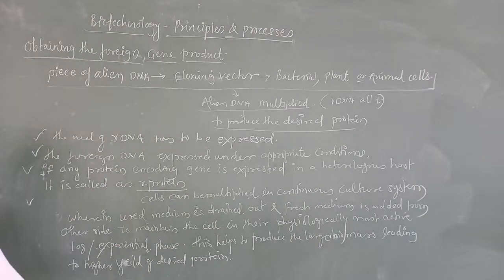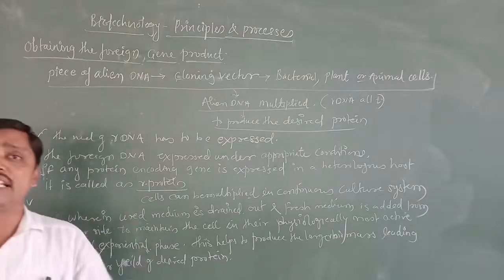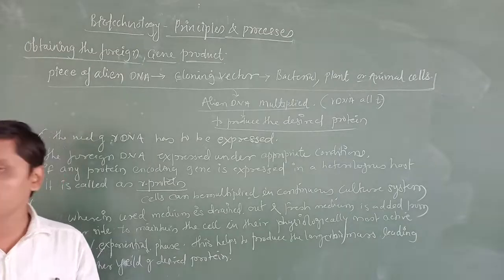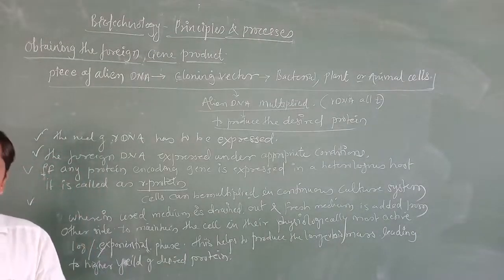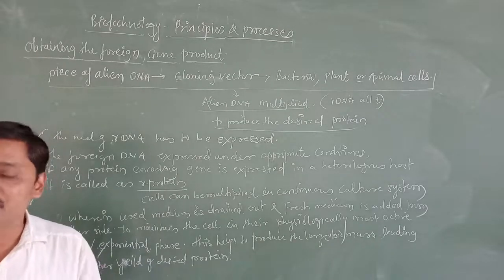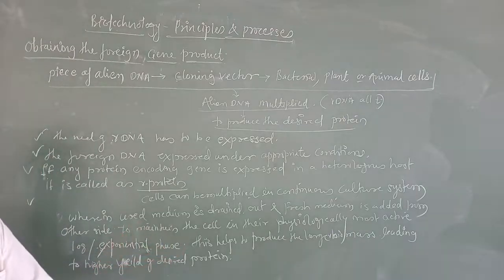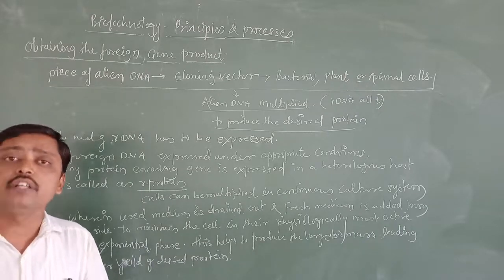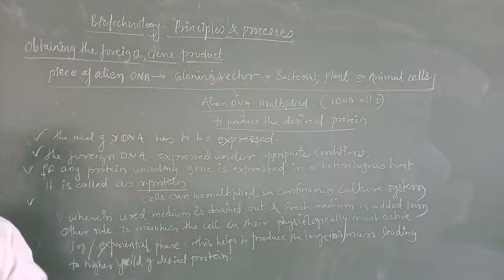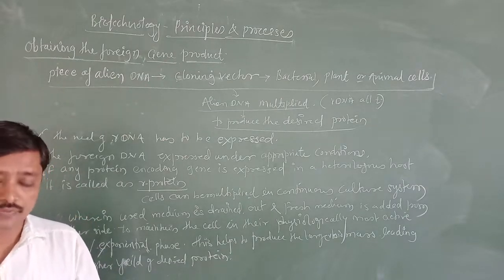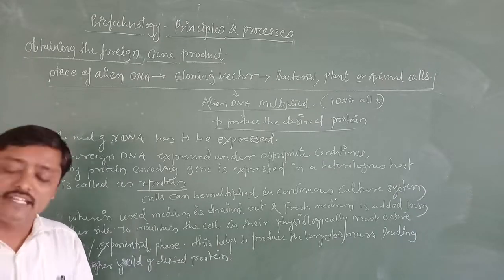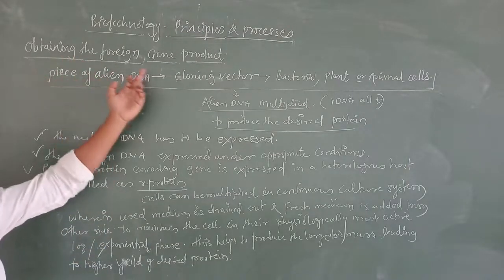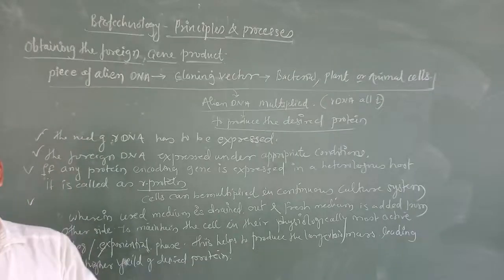And then what are you going to go for? You are going to extract the gene of interest. Ultimately, what we are going to get is the desired protein, and that should be in a large quantity, not on a smaller scale. On a smaller scale, in the laboratory you can grow those bacteria and get a small quantity of the desired protein or gene. But if you want a large quantity of a desired protein, then we are going to go for different techniques. Using those techniques, we are going to get a large quantity of protein. All these things we are going to discuss in this particular point, that is obtaining the foreign gene product. How are we going to obtain the foreign gene product?